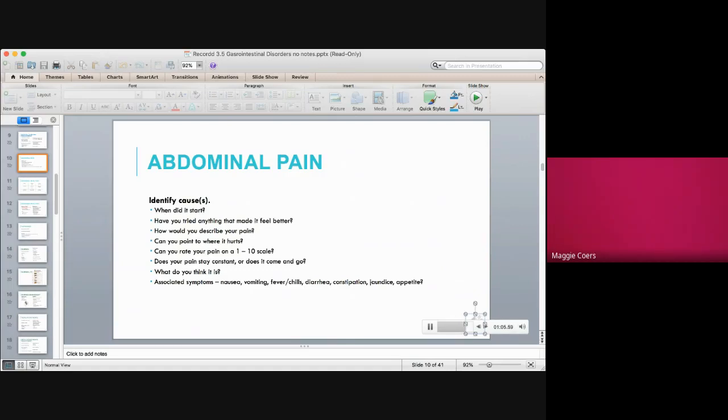Also with pain, we want to make sure that we have them rate their pain. Ask them if it comes and goes. What do you think it is? A lot of times the patients will have a good idea of what it is. And then of course any associated symptoms. Okay, so good questioning is important for abdominal pain.